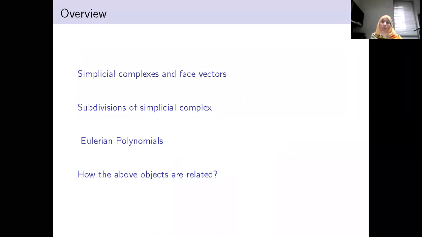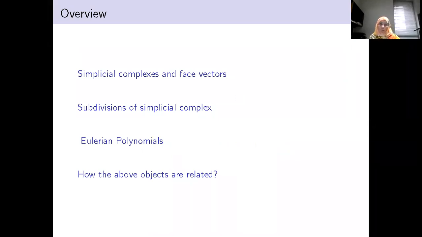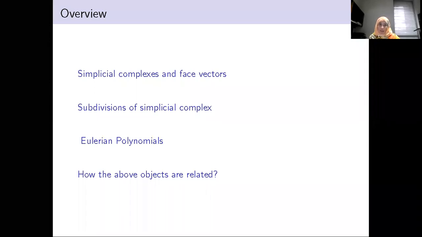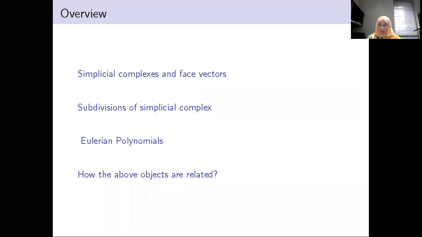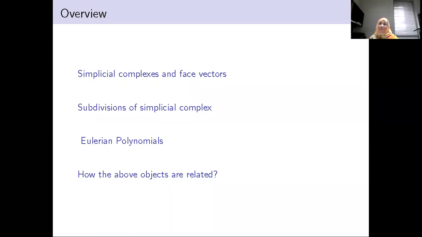Firstly, I will talk about what are the geometric objects which I'm talking about. These are simplicial complexes, and then I will talk about what are the combinatorics which are associated to them, and then I will talk about the subdivisions of simplicial complexes. Most of the topologists and geometers know that subdivision is a very important tool to study manifolds or some other geometrical objects, especially topological spaces.